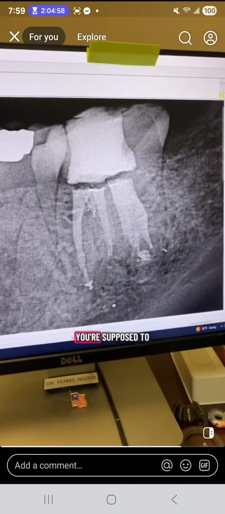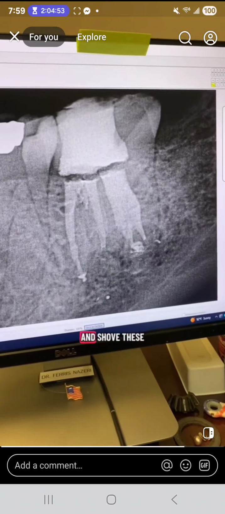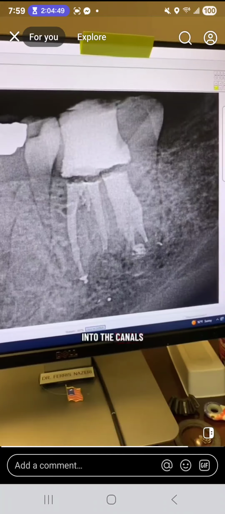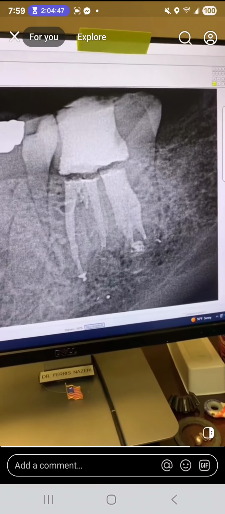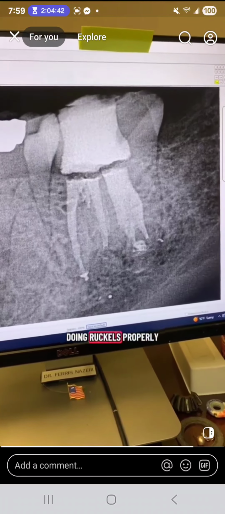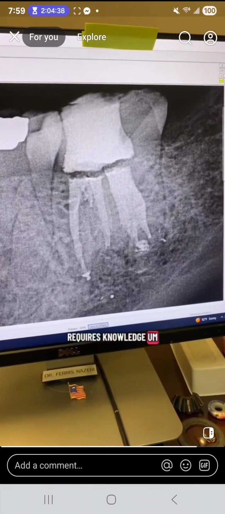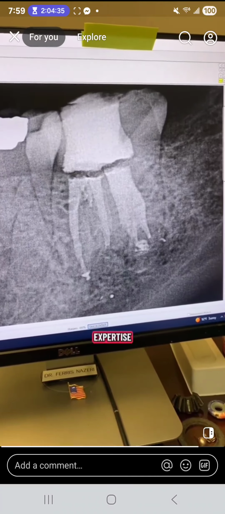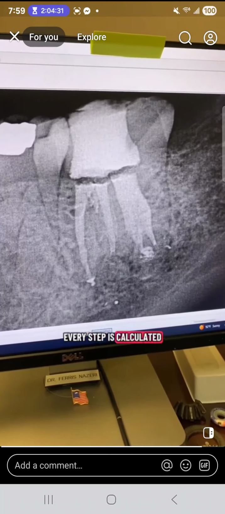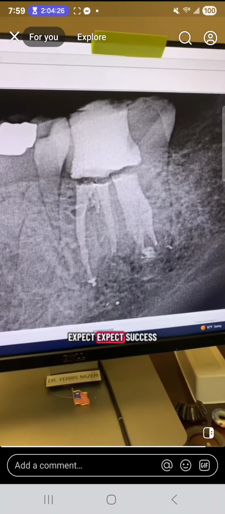But this is how you're supposed to do root canals. Root canals are not like you drill and shove these thermofill carriers into the canals and take some x-rays and you're good to go. That's not how you do root canal properly. Doing root canals properly requires knowledge, expertise, knowing what to look for, knowing what to do. Every step is calculated. You just can't do root canals like that and expect success.